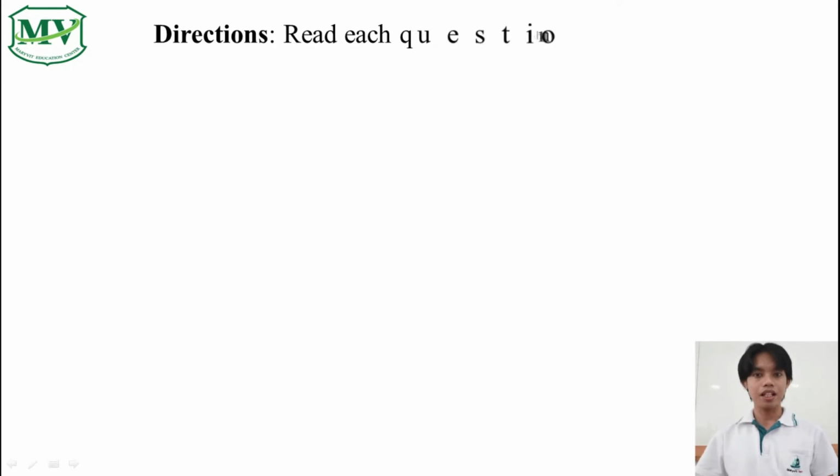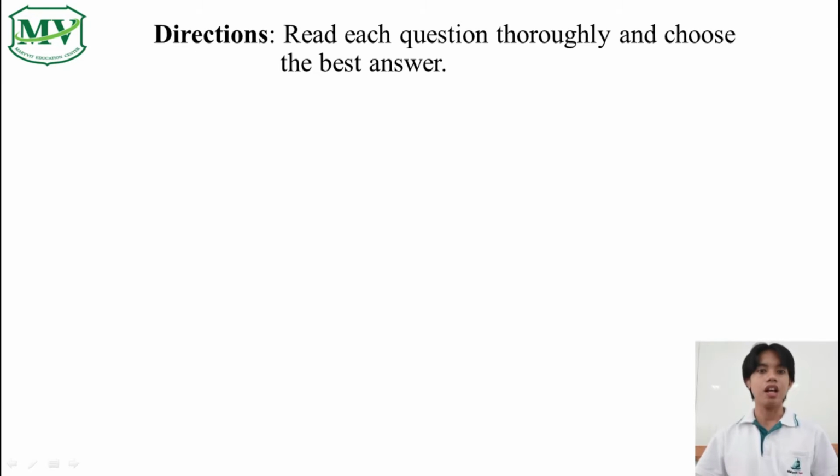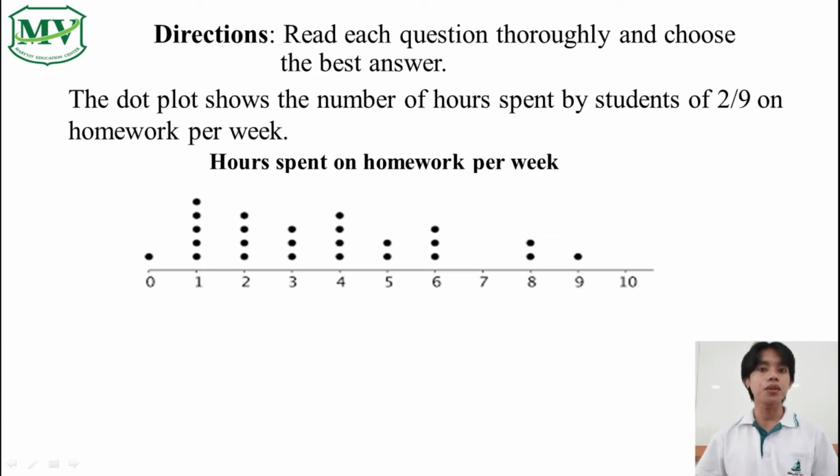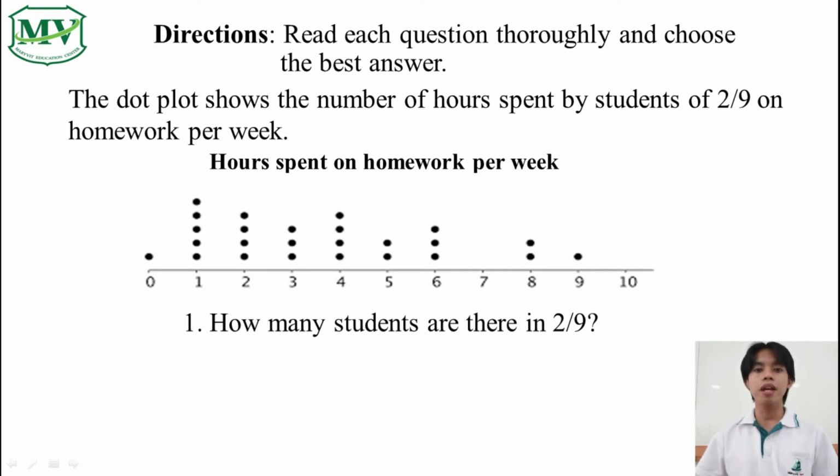Directions. Read each question thoroughly and choose the best answer. The dot plot shows the number of hours spent by students of 2/9 on homework per week. Question number 1. How many students are there in 2/9? A. 10, B. 25, C. 31, or D. 55?